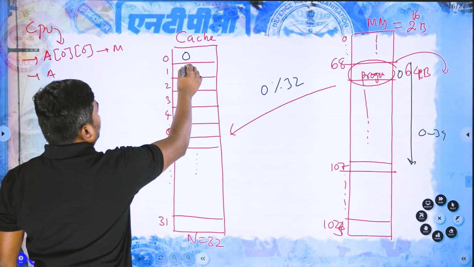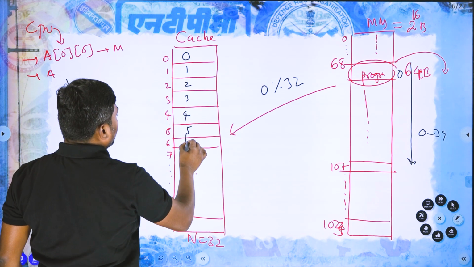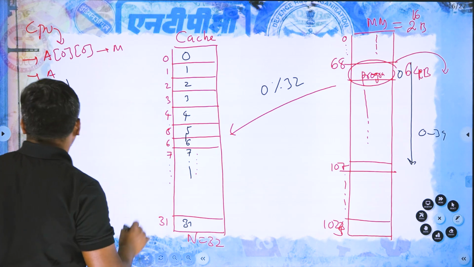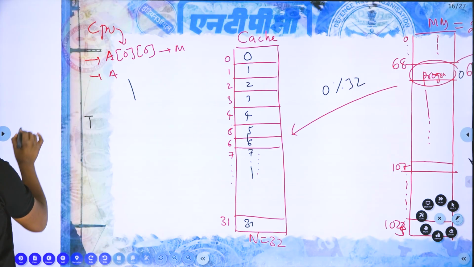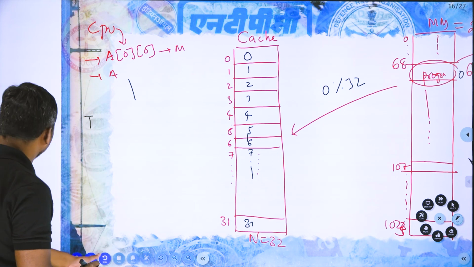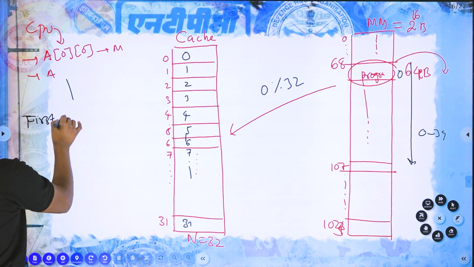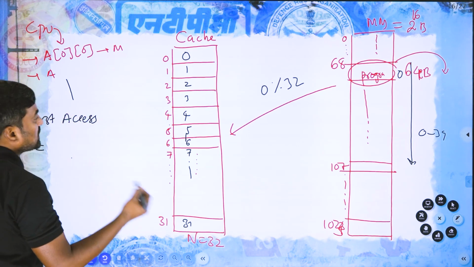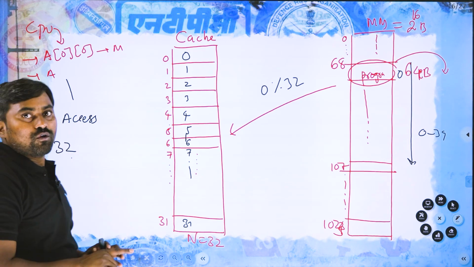So I have to place block 0, you have to place 1, 2, 3, 4, 5, 6, 7, like this up to 31. Please do understand. Now let me write the total misses for the first access. Let me check with the first access time. It misses. I'm taking the first 32 blocks to be misses. Do you agree, all of you?